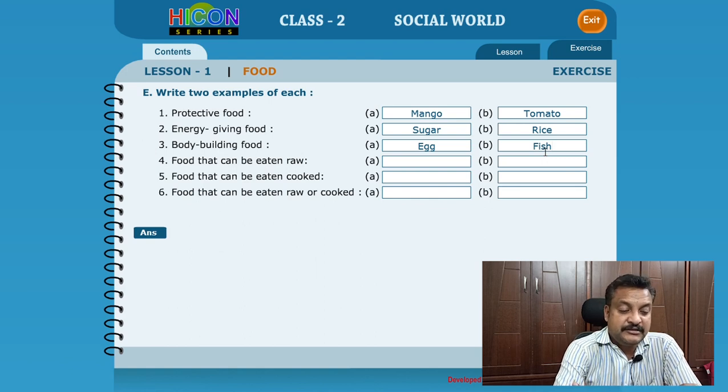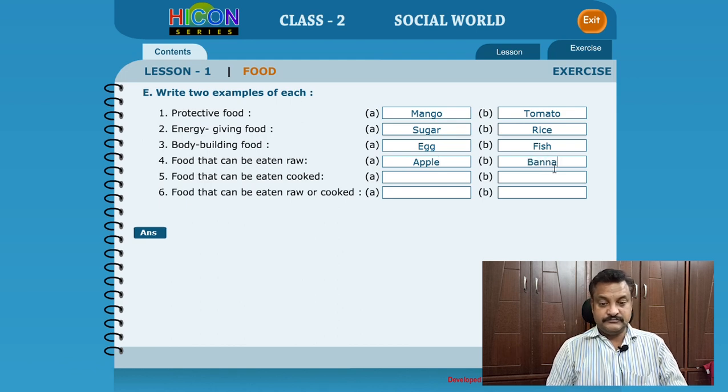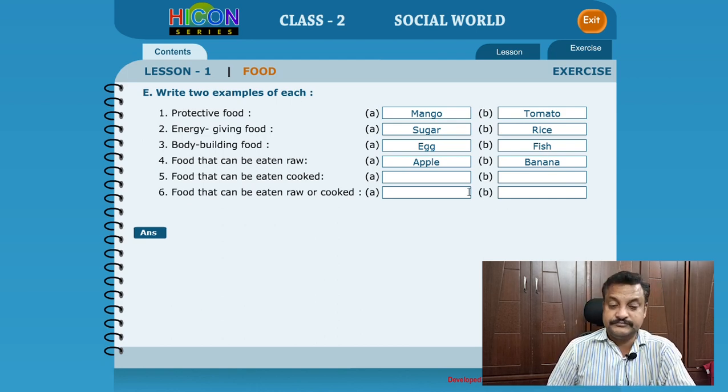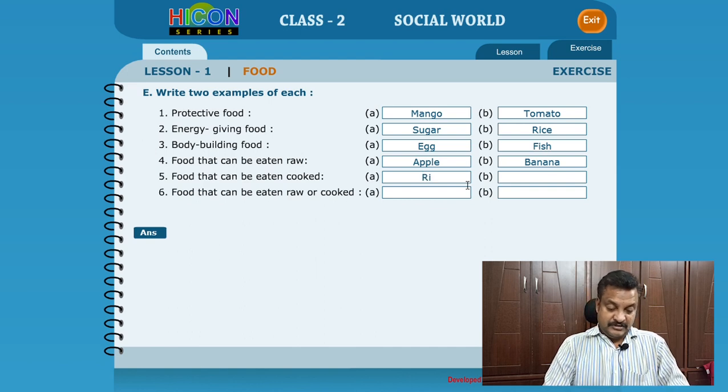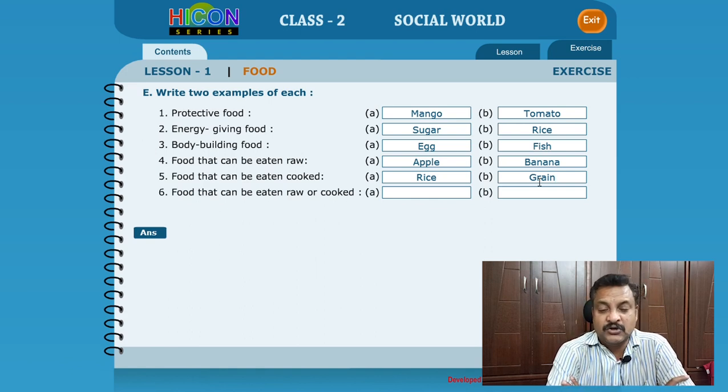Food that can be eaten raw. Fruits and some vegetables can be eaten raw. So I will write apple and banana over there. Food that can be eaten cooked. Rice is something that we eat only after cooking, isn't it? And some other grains like wheat, barley, jowar also we can eat only after cooking it.